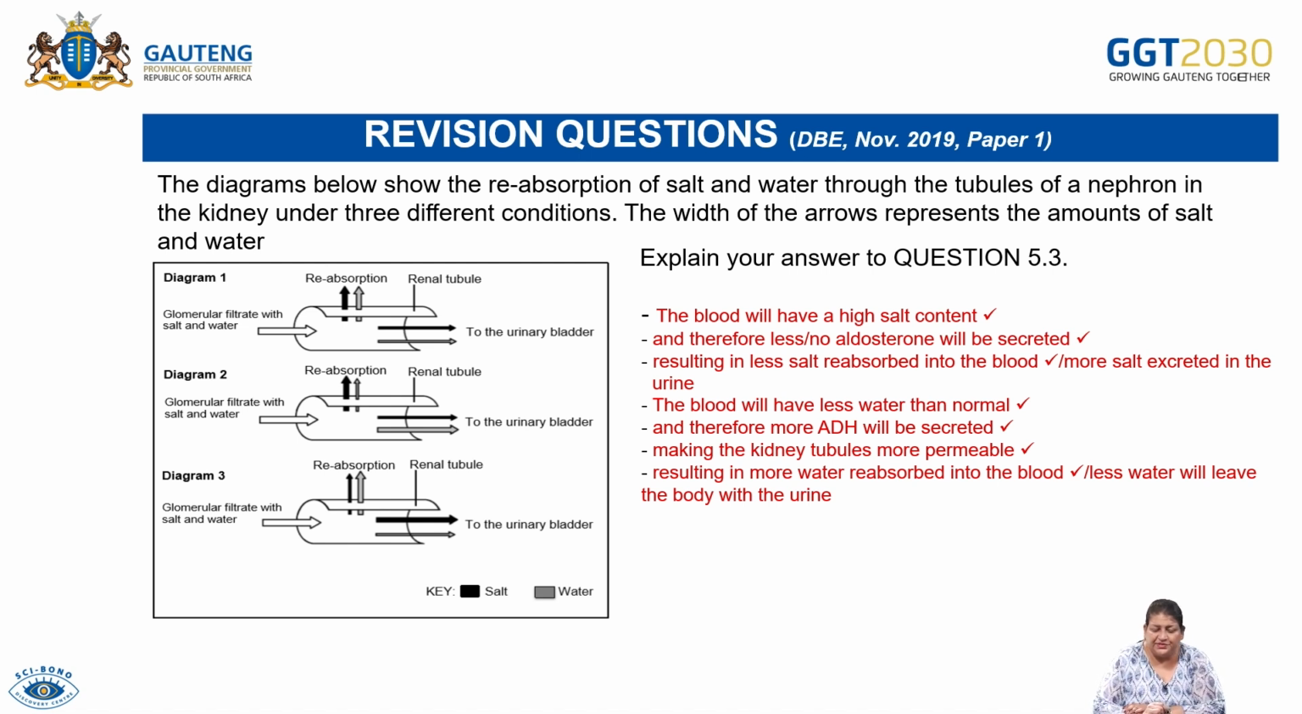More ADH will be secreted, making the kidney tubules more permeable to water. More water will leave the kidney tubules, resulting in more water being reabsorbed into the blood. So remember now, we're going to say when the water level in the blood is high, then the pituitary gland is going to secrete less ADH.